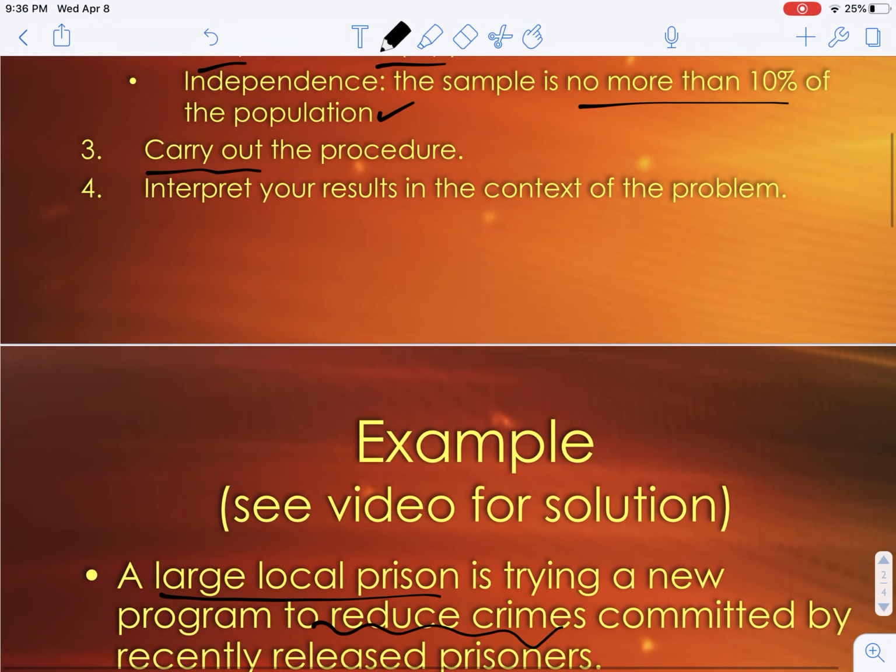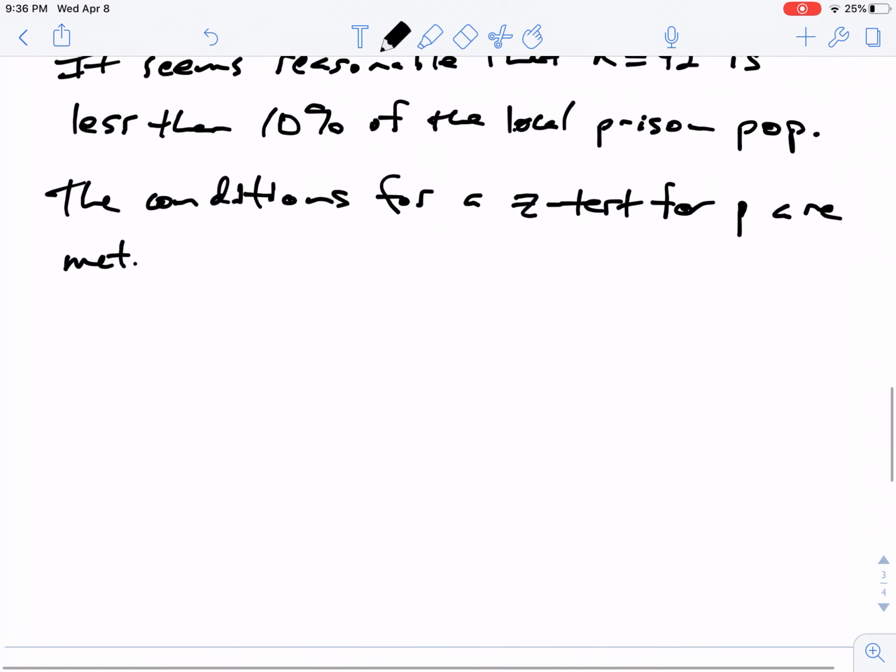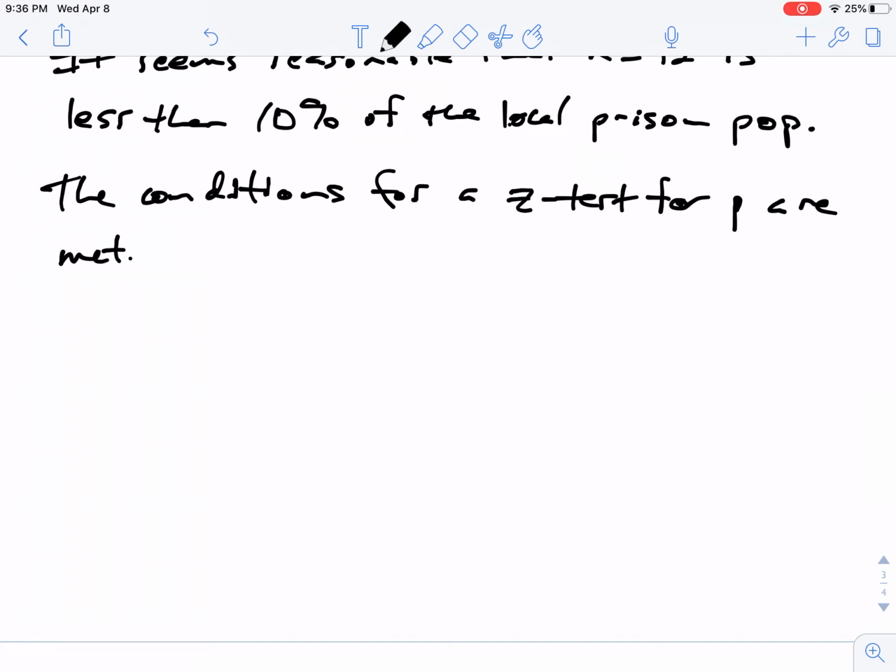So step three is where we actually carry out the procedure. So you basically need three things for the procedure. You need a picture, a test statistic, which in this case is a z-score, and you need a p-value. So we're going to start with the picture. So two things that we need for the picture is we need the mean of the sampling distribution of p hat, mu sub p hat, and if you recall, that is equal to p. So this number is going to be 0.61, so that's where I'm going to center my distribution.